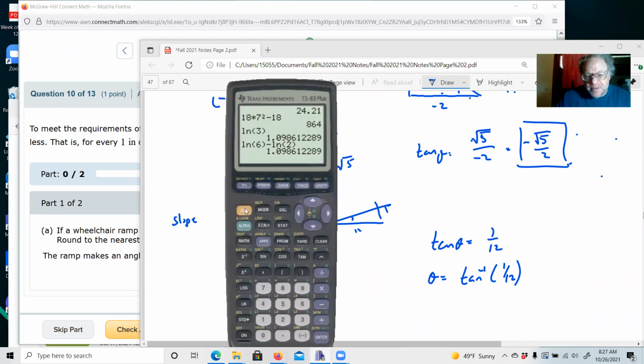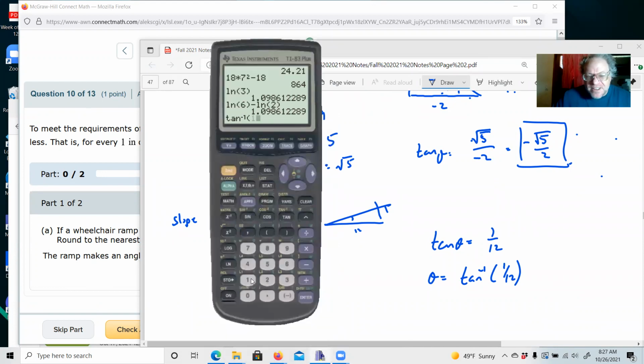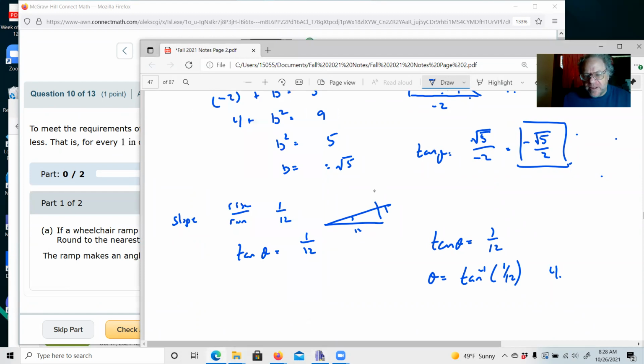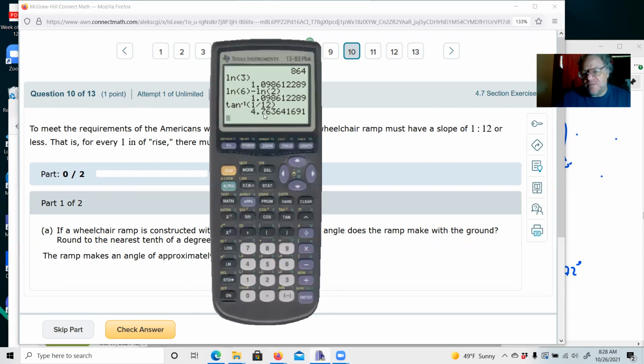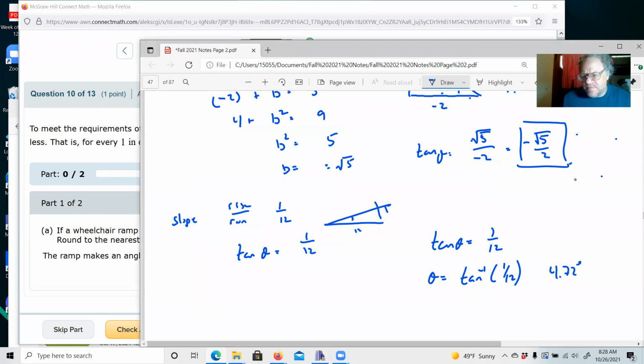Just so you know, this was the last thing I took off for. As long as you kept the units consistent, I was fine. So this is 4.72 degrees, 4.7 degrees. Okay, so that's what we have for that one. Sorry, around 4.8 degrees. So that's what you would do for something like that.